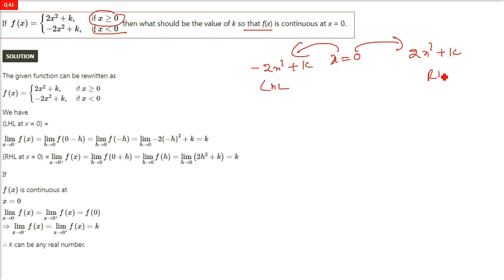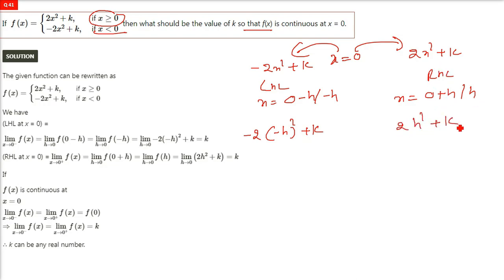So RHL and LHL. x is 0, you have to check. So use 0 minus h on the left hand side, 0 plus h on the right hand side. Now just put it in place of x. 0 minus h, I am putting minus h. It is similar: minus 2 times minus h whole square plus k. On the right hand side I am putting h, so 2h square plus k. So this is negative 2 times minus h square, which is of course minus 2h square plus k.